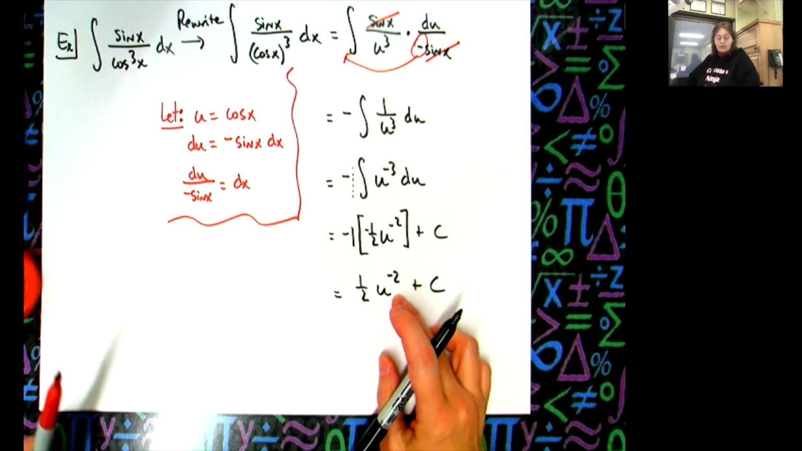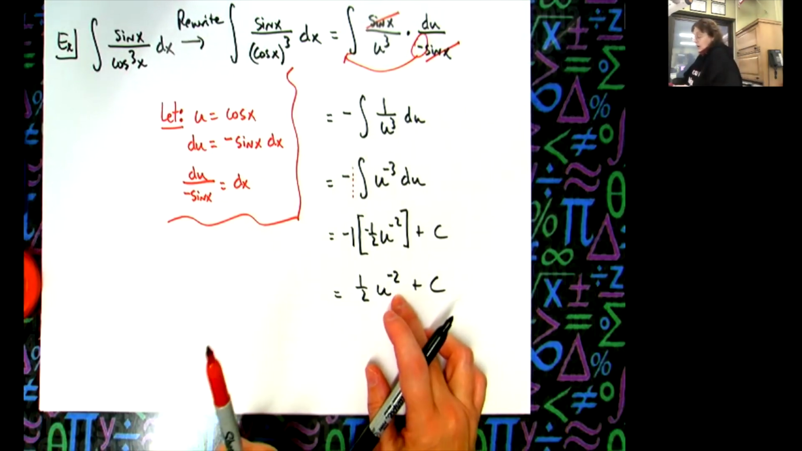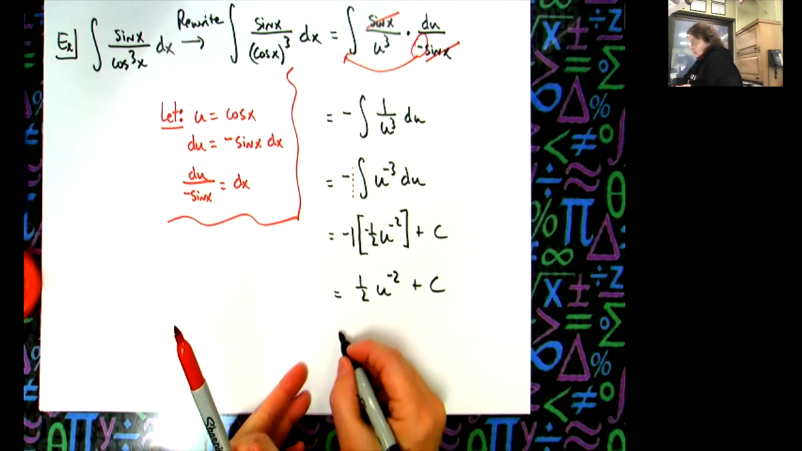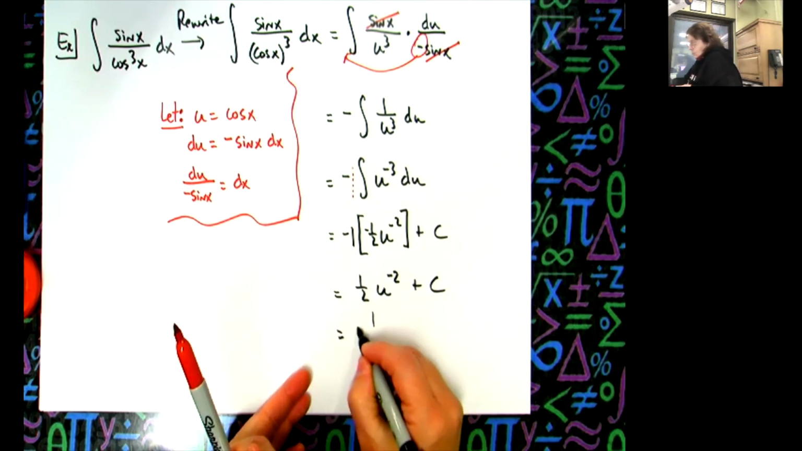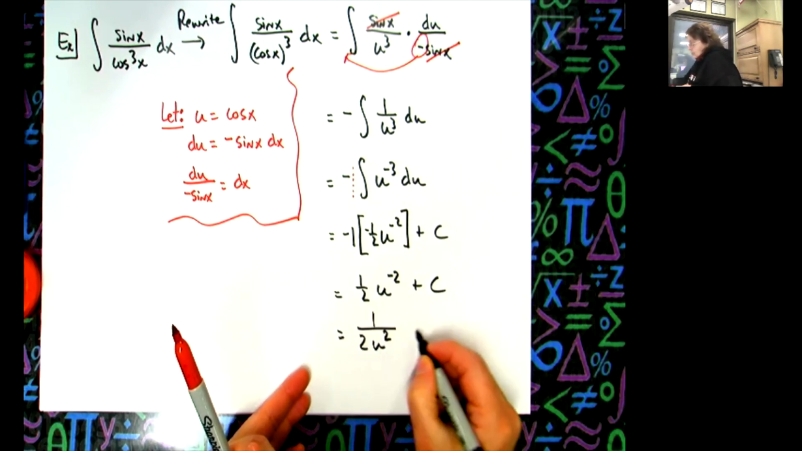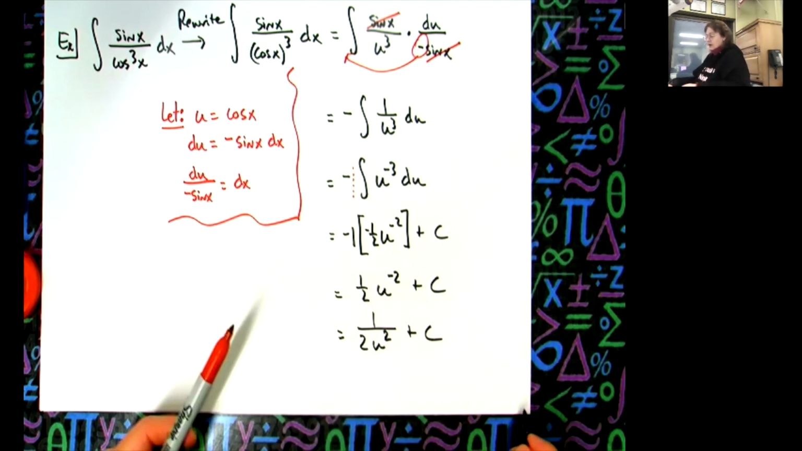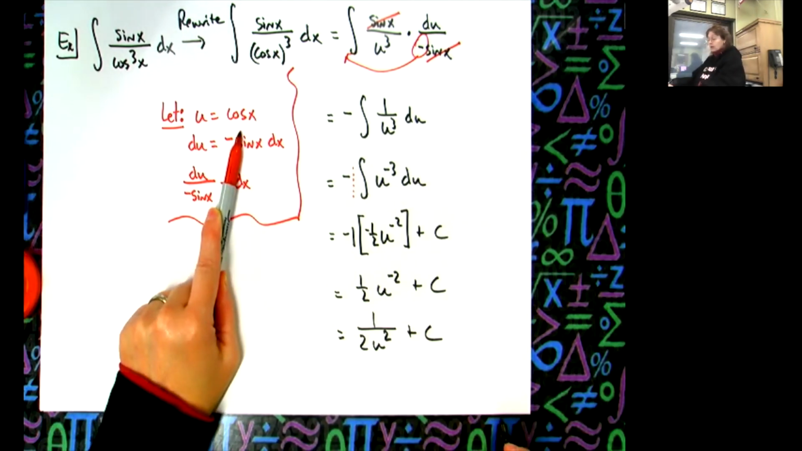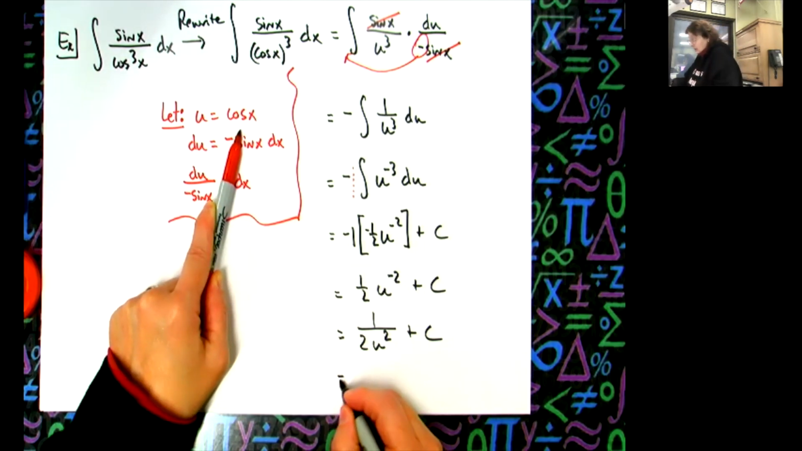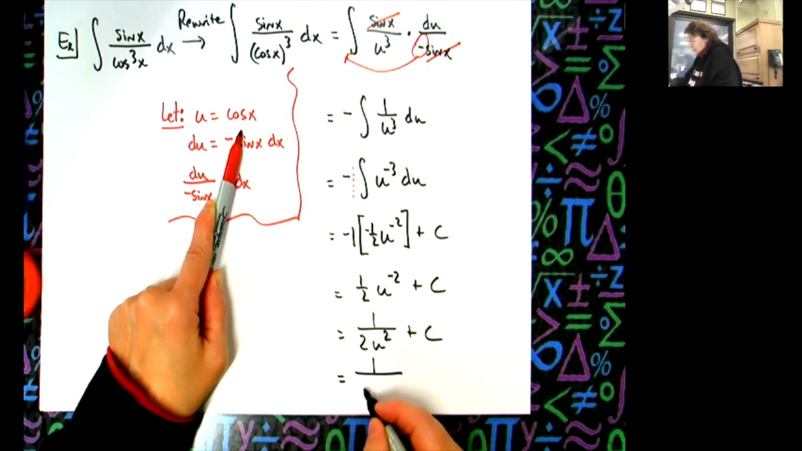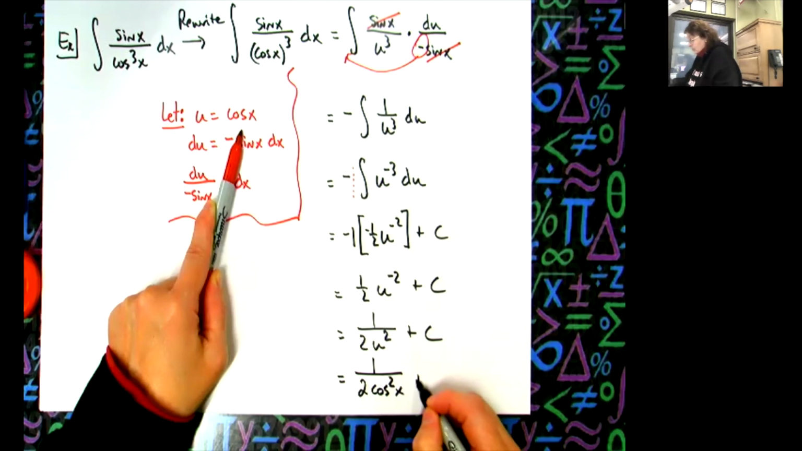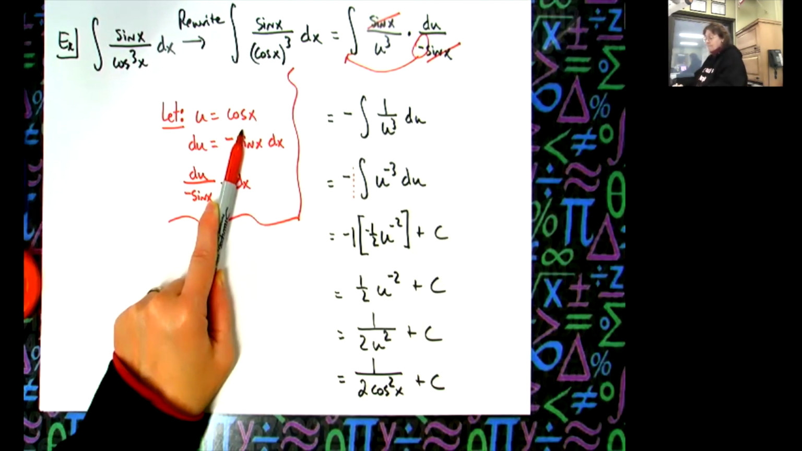Probably you can do this at any point in time. I can get rid of that and put it down the bottom before I put it back in. If I want to put it down the bottom and make it positive, let's do that first. So 1 over 2u squared plus c. Now I'm putting u back in, which is cosine. I'm glad I did this because watch what's going to happen. Cosine squared x plus c.